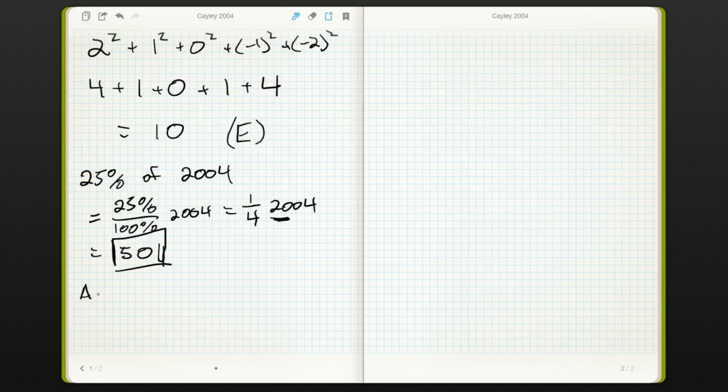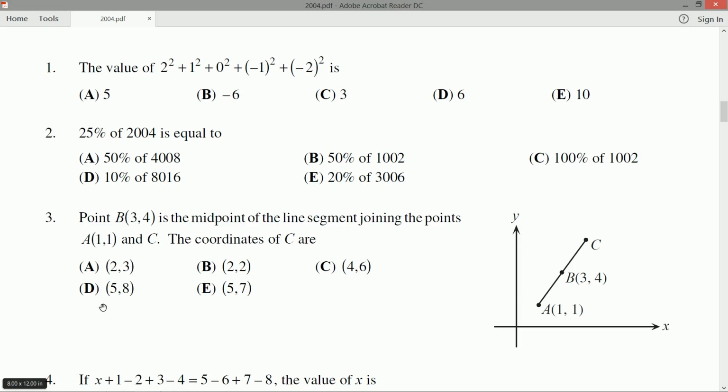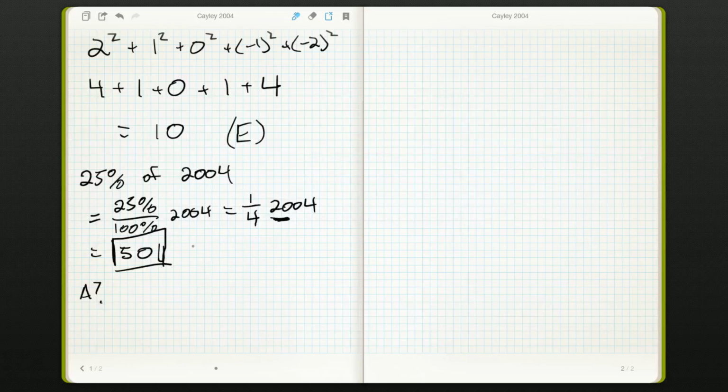Okay? So is it A? This is what we're wondering. If it were A, it would be 50% of 4008. So 50% of 4008. Okay. That would be 1/2 times 4008. That would be 2004. That's not 501. So we have to keep moving on.